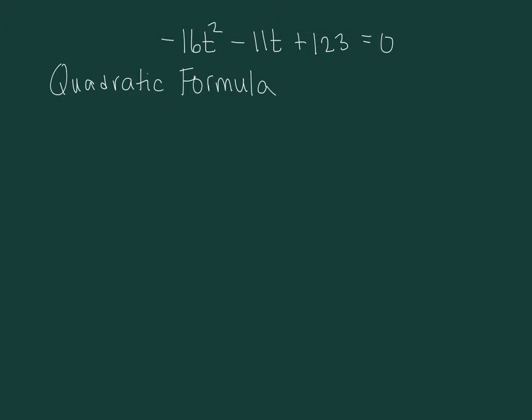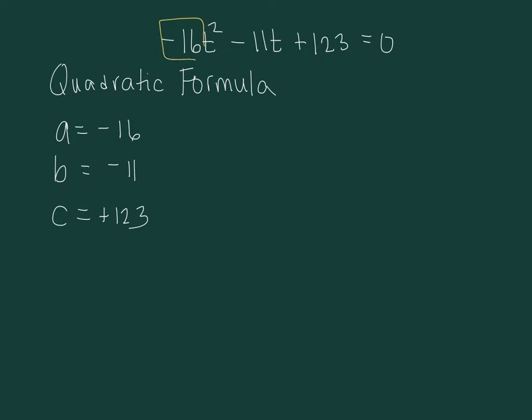Alright, so this is a quadratic formula. What I need to determine is my A term, which is negative 16, my B term, which is negative 11, and my C term, which is positive 123. So I'm going to highlight these just so that you can see it.